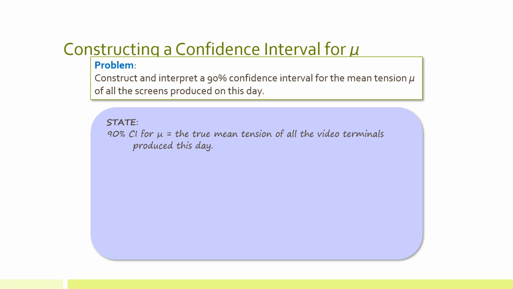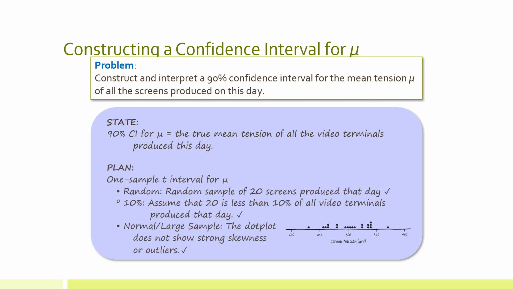And then we've got to check our conditions. Random: the random sample of 20 screens produced that day, great. 10%: assume that 20 is less than 10%, or I would have said there are more than 200 video terminals produced in a day. And then Normal: since the sample size is less than 30, I would draw a dot plot. A dot plot, if it's less than 30, is a pretty easy one to do. So that tends to be my go-to.